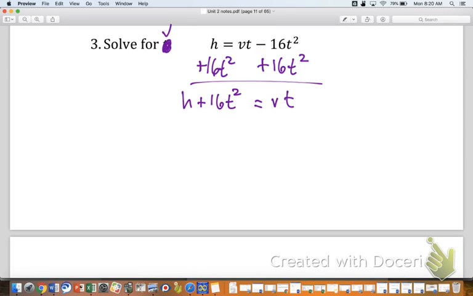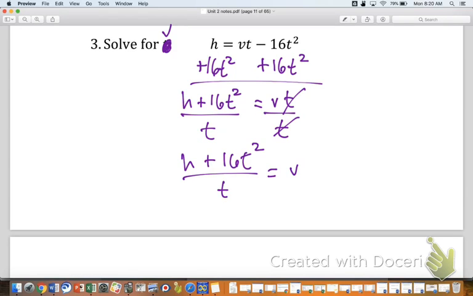Now I'm down to the end here, right? Because the v is all by itself, almost. It just has that t there. Any suggestions on how I could get the v by itself? Divide by t. Are you with me? All right. So the t's would cancel, leaving us with h plus 16t squared all over t is equal to v. And that form right there is the simplest form. That would be our solution.